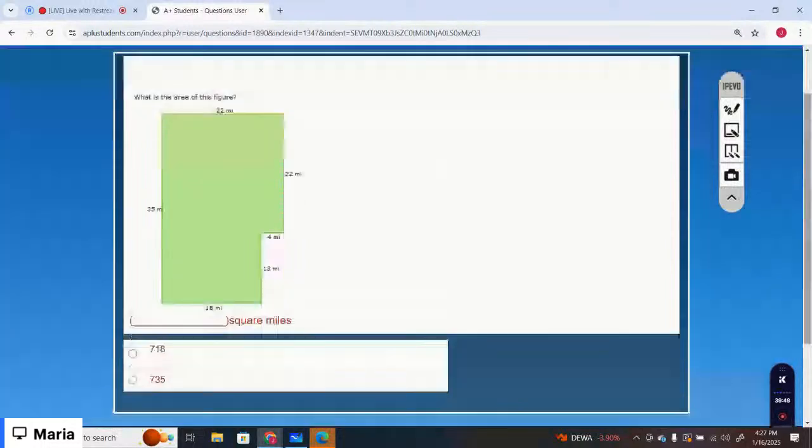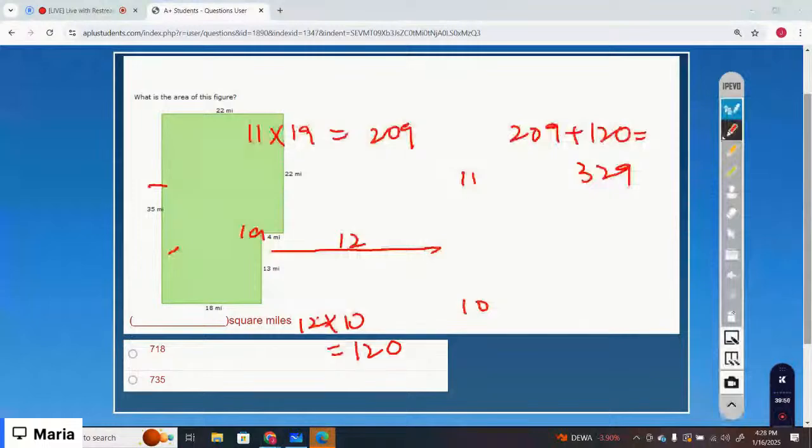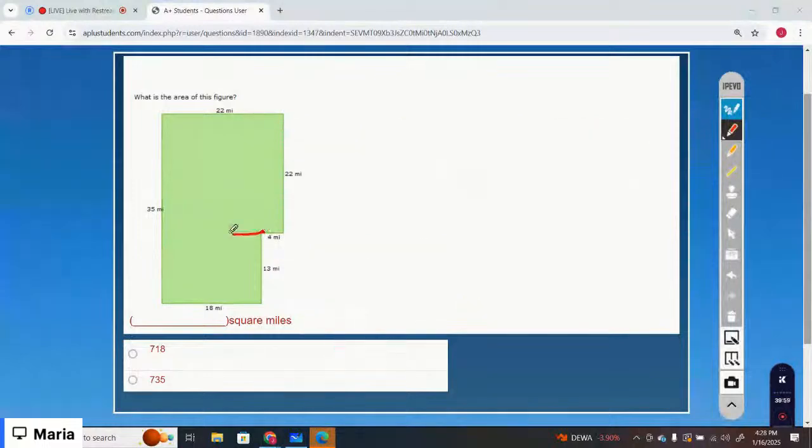What is the area of this figure? 18 times 13. 18 times 13, that is 234.